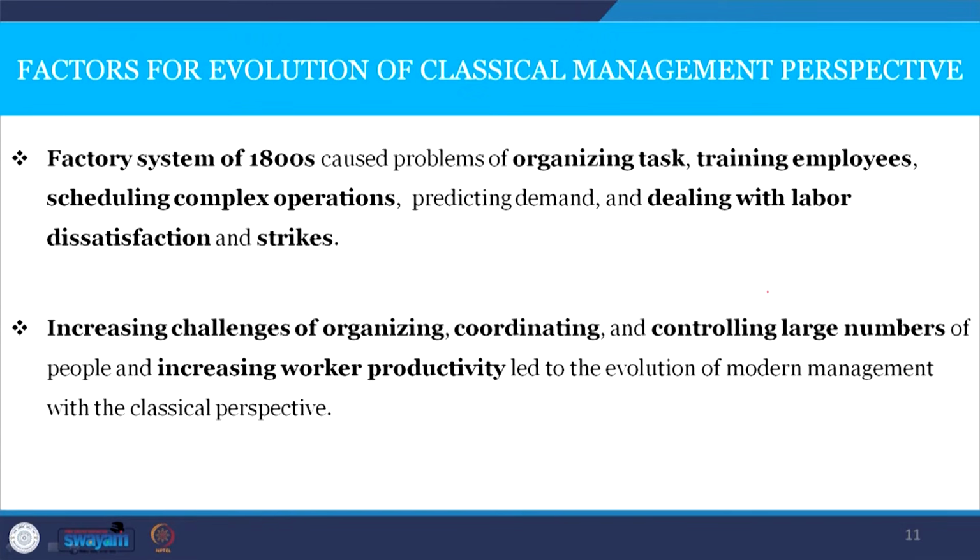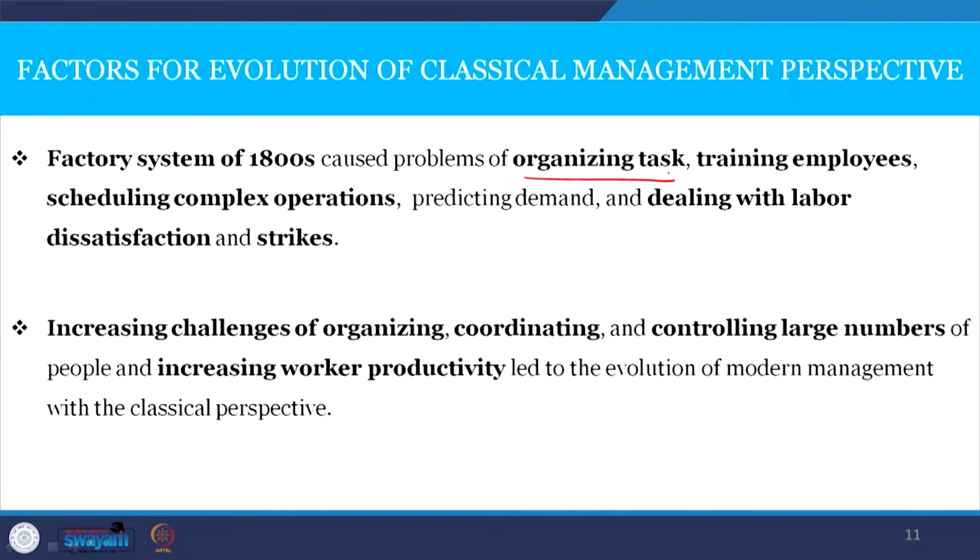Factors for the evolution of the classical management perspective. The factory system of the 1800s. As discussed earlier, the industrial revolution brought in the concept of factories, or a large number of factories. Production was possible because manufacturing took place in the factories, which caused problems of organizing tasks with large or mass production.